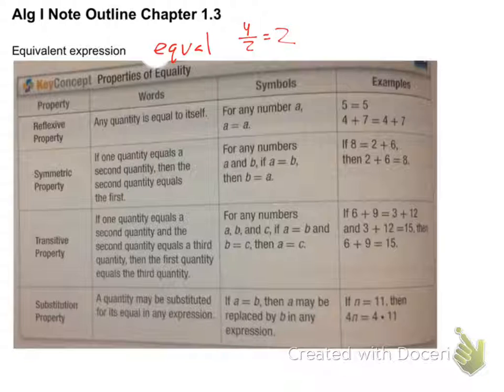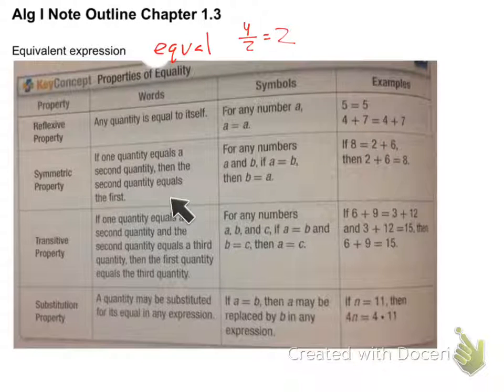Well, in words, reflexive property: any quantity is equal to itself. Well, that kind of makes sense. A is equal to A, is what it says. 5 is equal to 5. 4 plus 7 is equal to 4 plus 7. Not a big deal. You guys all know that.